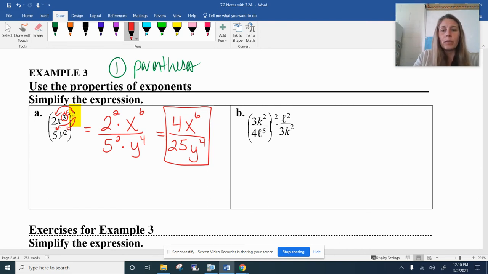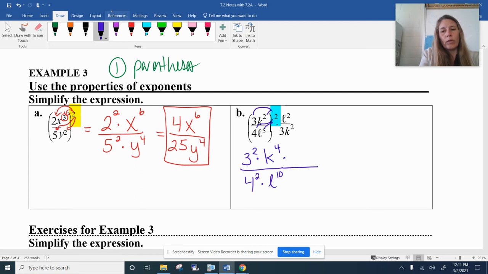Okay, now if we look at example B, I have this 2 on the outside here, so that's going to go to each of these things inside those parentheses. So I'm going to have a 3 squared times a k to the 4th, because it already had a square on it, and then I have another square, so 2 times 2 is 4. On the bottom, I'm going to have 4 squared, and then L to the 5th, and I have another 2, so 5 times 2 is 10. Now, since all these things are being multiplied, I'm just going to write them all over the same fraction bar. On this side over here, we have an L squared, and then we had a 3 and a k squared.